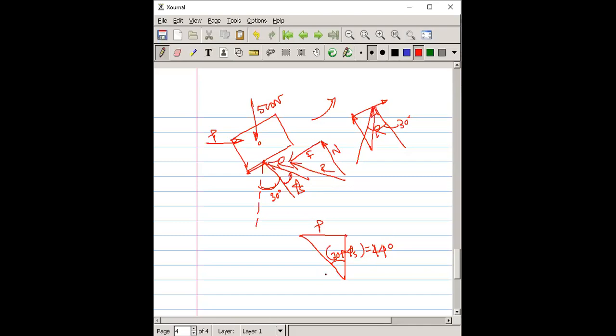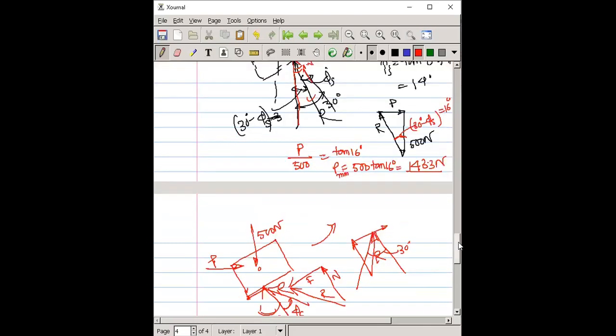So in a similar manner, I think you can easily solve it: P max by 500 is equal to tan 44 degrees, so P max is 500 into tan 44 degrees. How much is it?